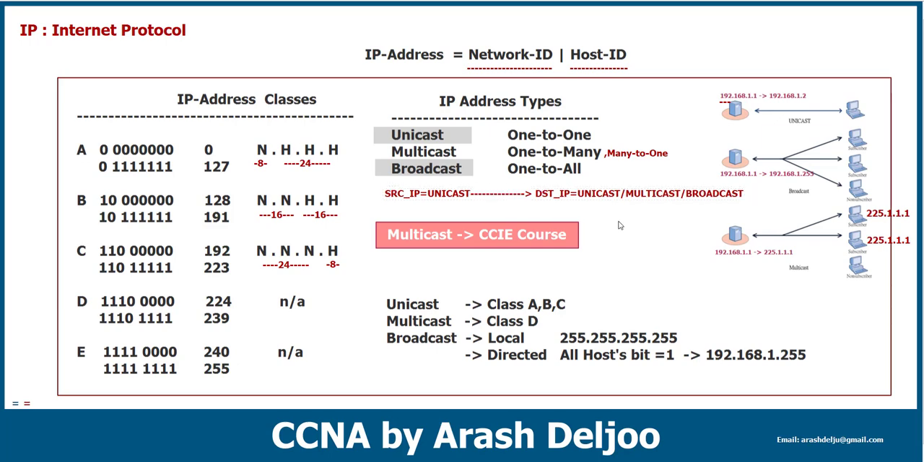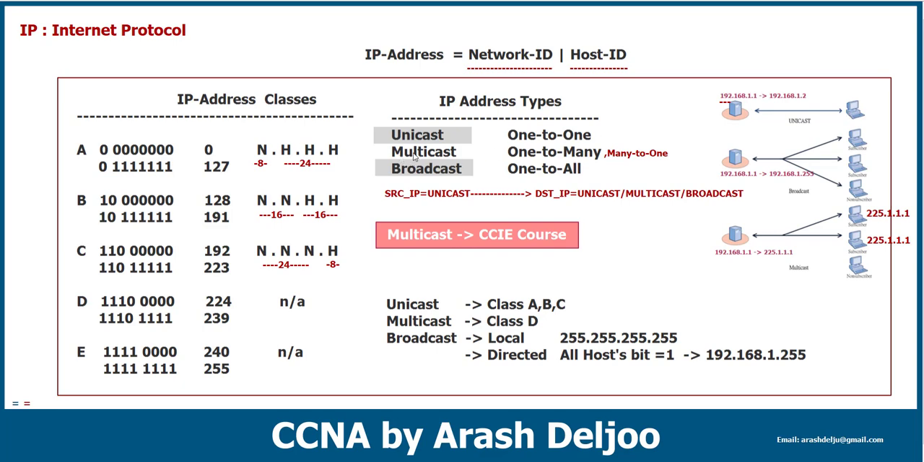Okay, let me review. Until now we learned about the IP address classes, and also we learned about the IP address types. We know that we have three types of IP address. First, unicast, class A, B, and C. This type of IP address is used for one-to-one communication, one system sending traffic to another system, and this is the most famous type of communication and the most usable communication in networks.